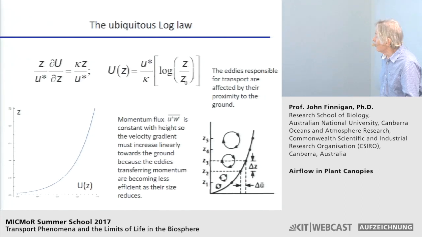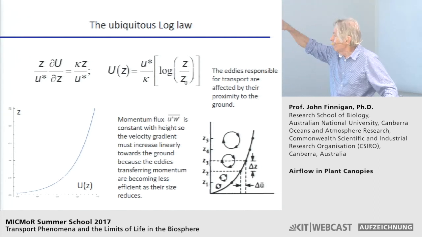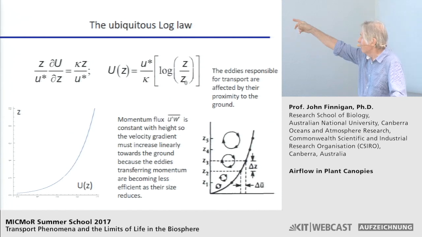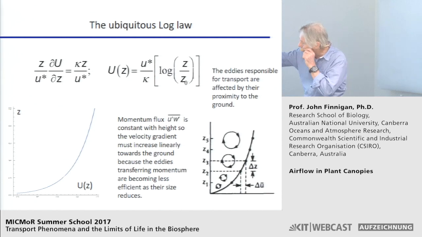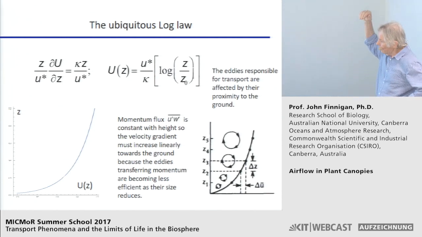So I've called it the ubiquitous log law because it appears all over the place in boundary layer fluid mechanics. So again, if you take the log law there, well done, that should have been k. I've made an error there. So z upon u star du dz equals k. Integrate that and you get the log law. That's what the log law looks like. That's what the velocity profile looks like. The gradient of velocity increases as you get closer to the ground.